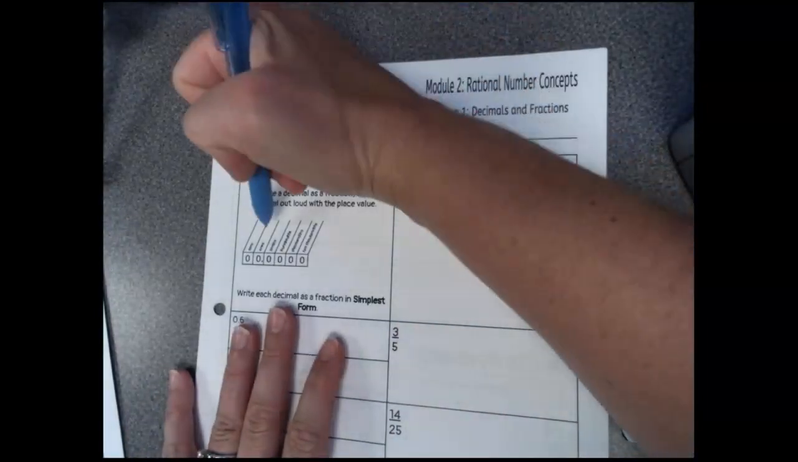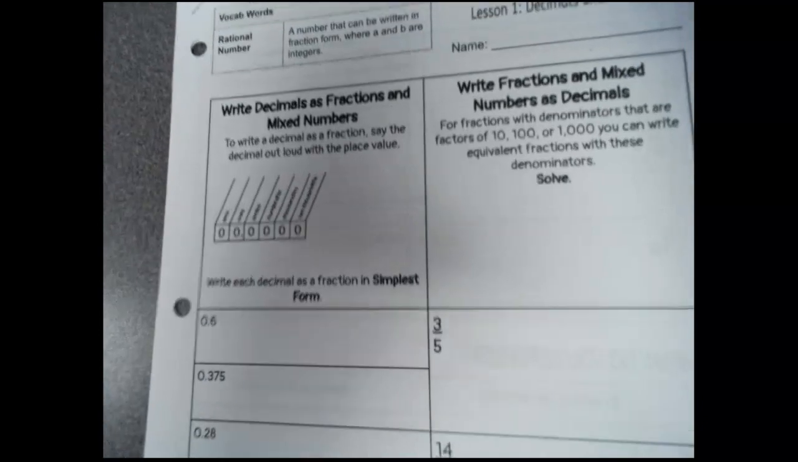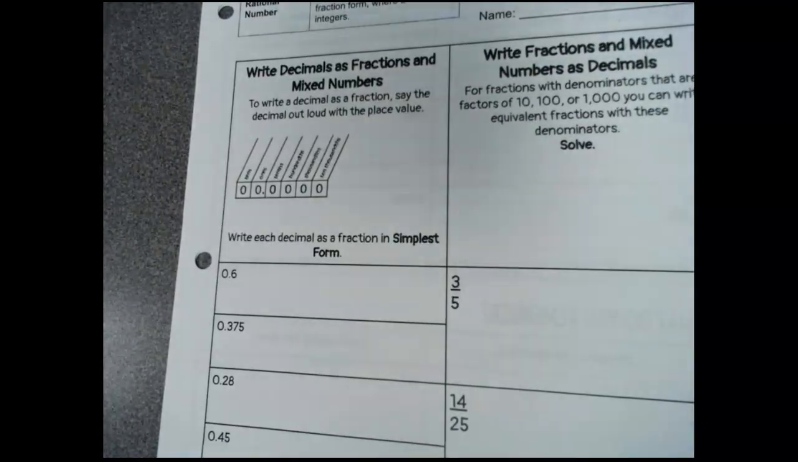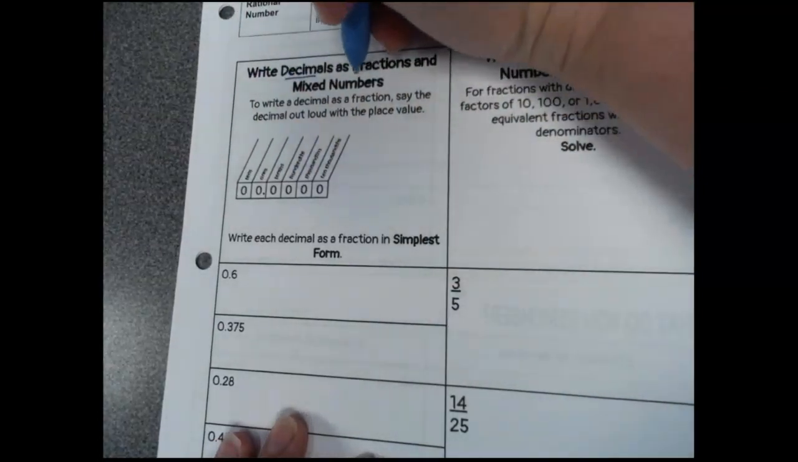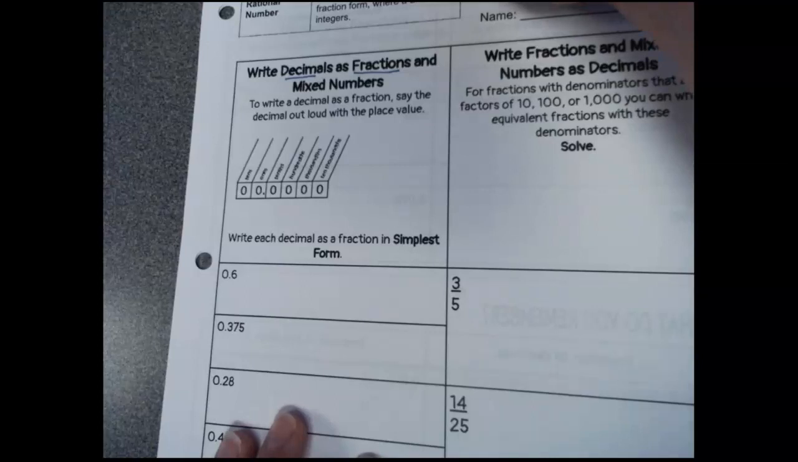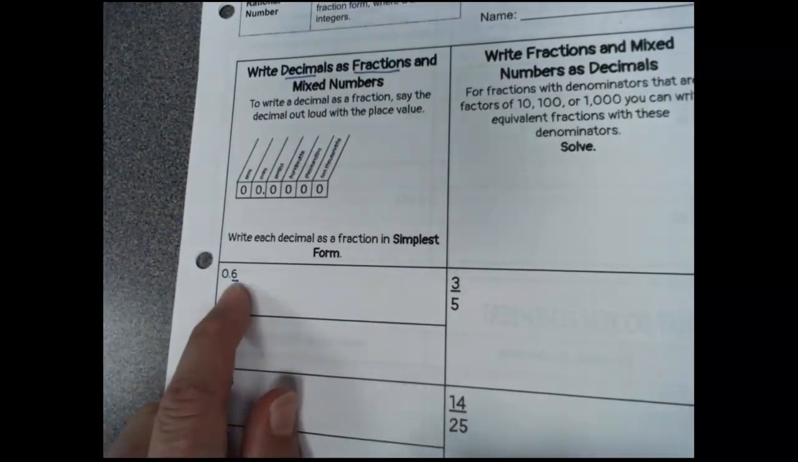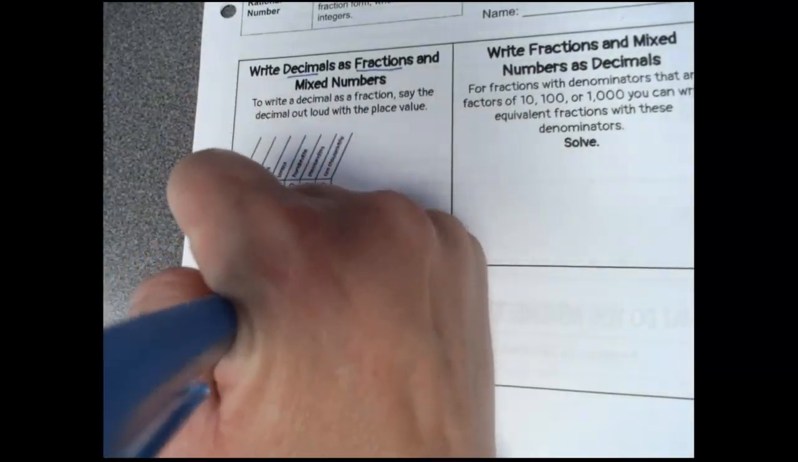Right here, we have our place value chart, and I do have a bigger one of those for you in your binder. So if you can't read this one that well, make sure you're flipping to your bigger one. Okay, we're taking decimals and going to fractions. To do that, you look at the place value the last number is in. This 6 is in the tenths place, so we're going to write that as 6 over 10.